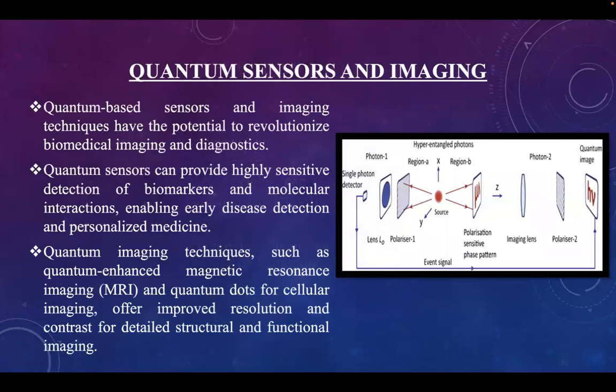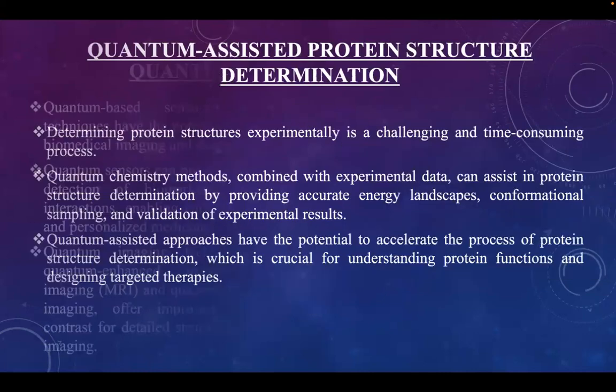Quantum sensors and imaging. Quantum-based sensing and imaging techniques have the potential to revolutionize biomedical imaging and diagnostics. Quantum sensors can provide highly sensitive detection of biomarkers and molecular interactions, enabling early disease detection and personalized medicine. Quantum imaging techniques such as quantum-enhanced magnetic resonance imaging, MRI, and quantum dots for cellular imaging can offer improved resolution and deliver detailed structural and functional imaging.